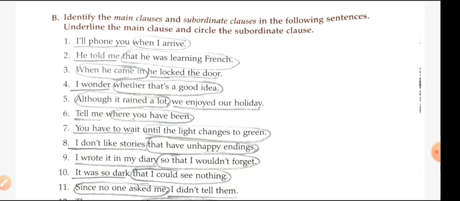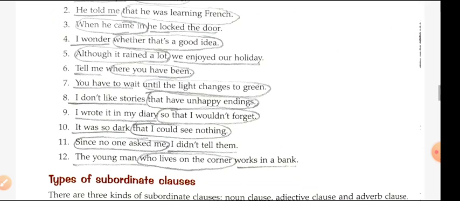Although it rained a lot, we enjoyed our holiday. Although it rained a lot, subordinate; we enjoyed our holiday. Tell me where you have been. Tell me, main clause; where you have been, subordinate.